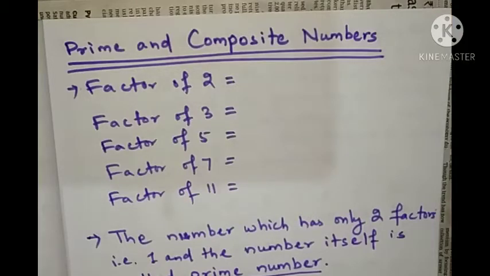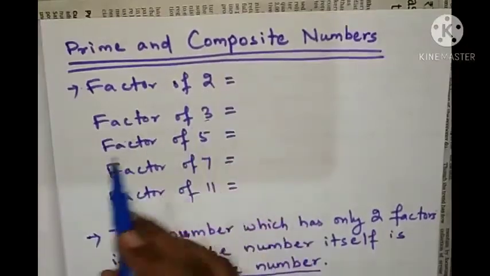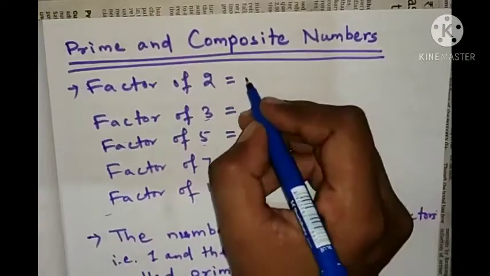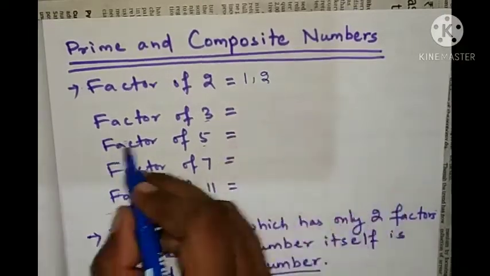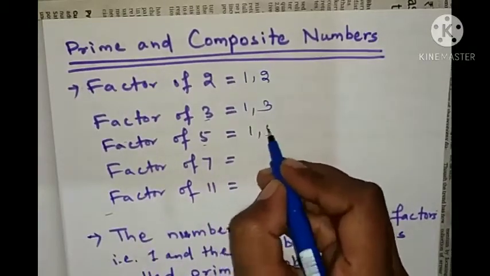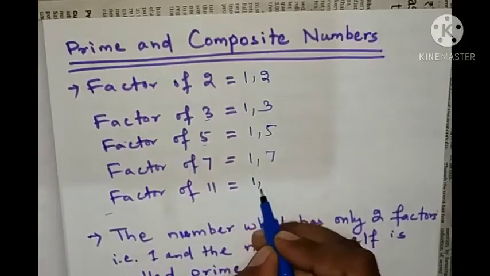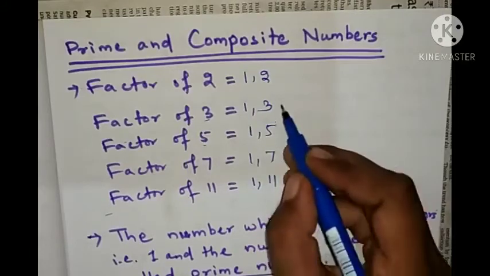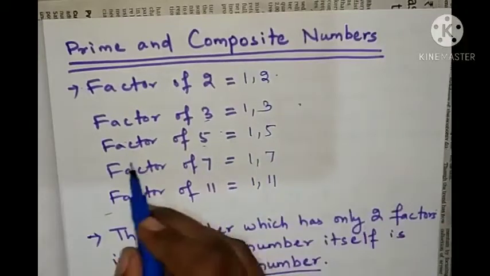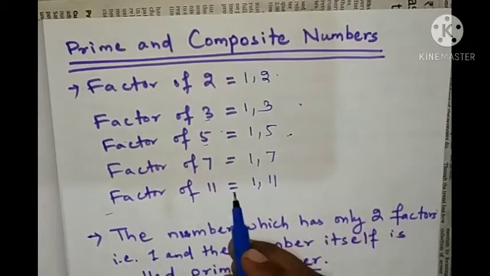Prime and composite numbers. Here it is written: factor of 2, factor of 3, factor of 5, factor of 7, factor of 11. Let's find out. Factor of 2 is 1, 2. Factor of 3 is 1, 3. Factor of 5 is 1, 5. Factor of 7 is 1, 7. Factor of 11 is 1, 11. So here look at how many factors there are. For 2, 2 factors. For 3 also 2 factors. For 5 also 2 factors. For 7 also 2 factors. For 11 also 2 factors.